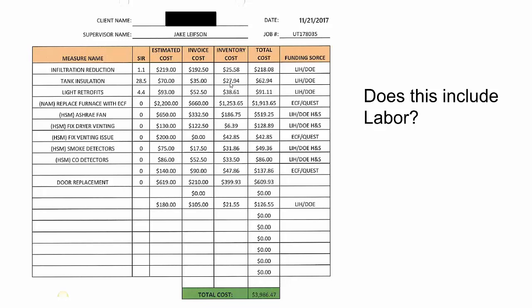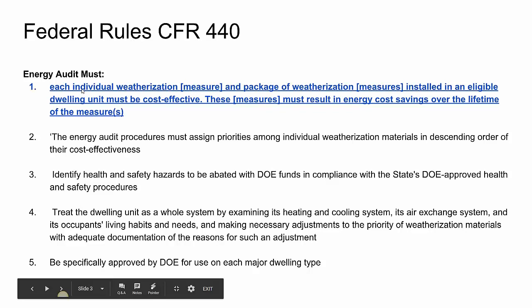So at a $62 cost, I can look at this and I can immediately see this measure was cost effective because it cost a little bit less than what they estimated, and when they estimated it, it had an SIR greater than 1. This one's a good one here, the infiltration reduction, because they had an SIR of 1.1. They estimated the cost at $219. Their invoice cost plus their inventory, so their actual cost was $218. So yes, this measure was cost effective. It met the rule that each individual weatherization measure must be cost effective.